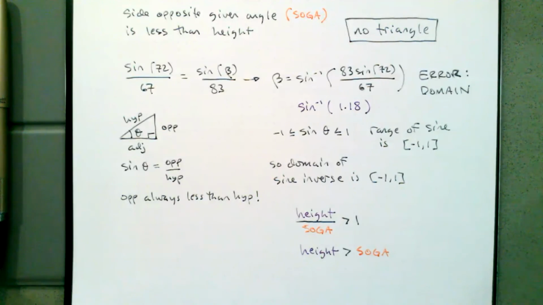Anyway, the 83 sine 72, that's the height, and the 67 is less than that. So that ratio is greater than 1. We try to find the sine inverse. We can't find the sine inverse of a number greater than 1. So there is no angle. Side A, the side opposite the given angle, is too short because it's less than the height. It's just dangling there at the end of the side B, and there's no way to reach the side C. Any questions?